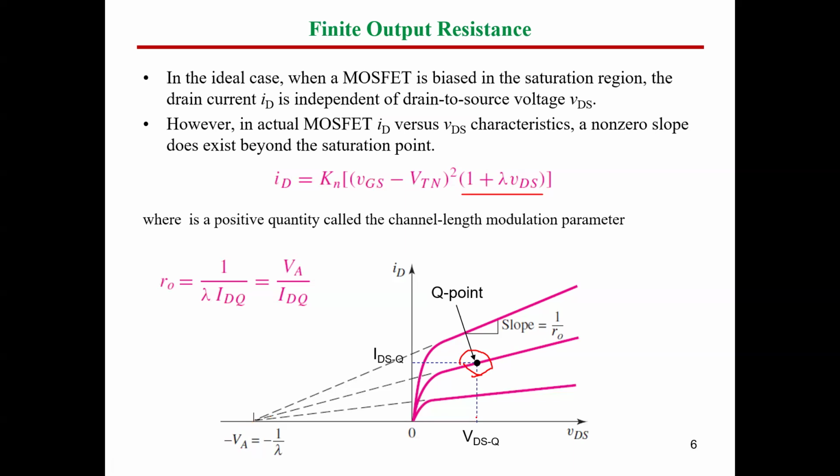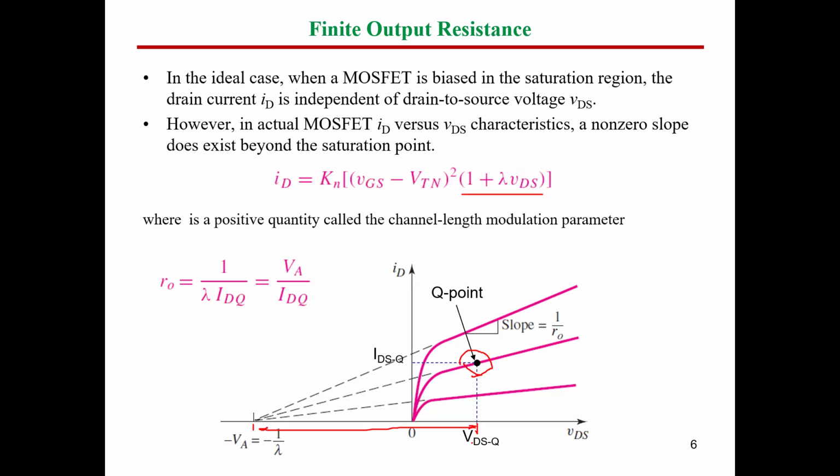So VA divided by the current will provide you with the value of the resistance. This is your current, and this is your voltage from 0 to VA, or from VDSQ to VA. So it should be the voltage VDSQ plus VA, all the voltage from this point to that point, because this is the voltage difference across this resistance, which will provide the current IDSQ.